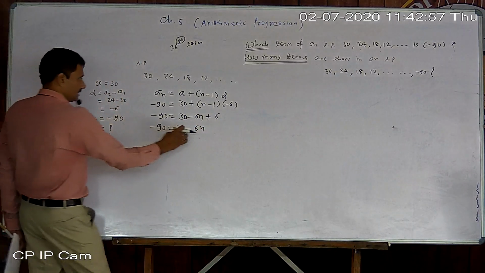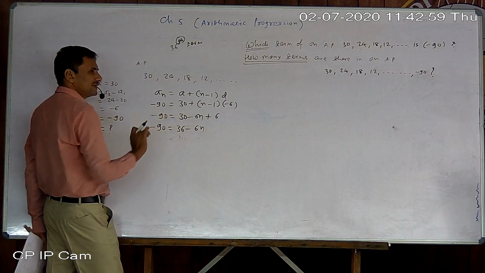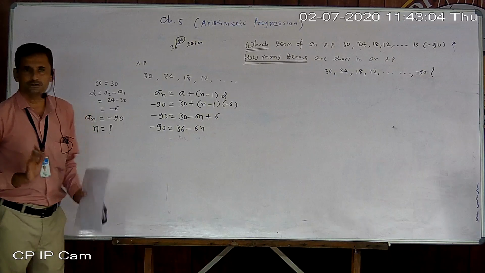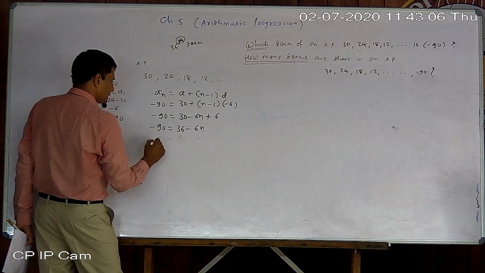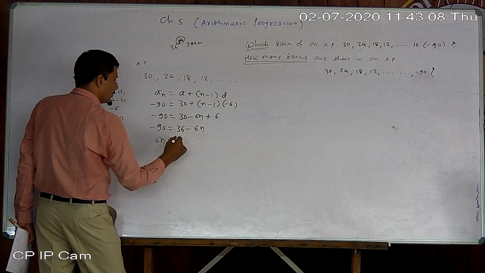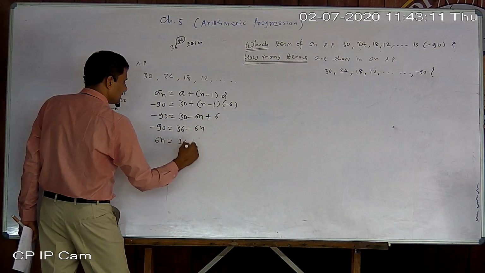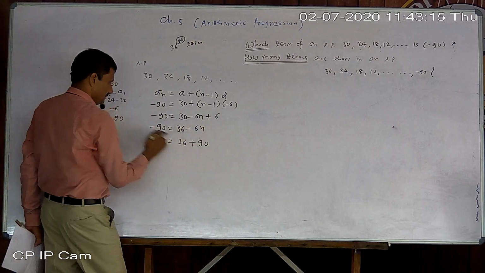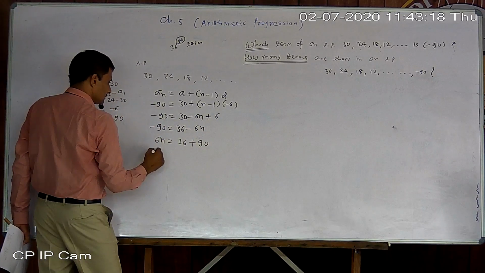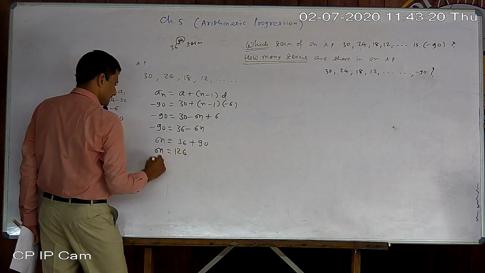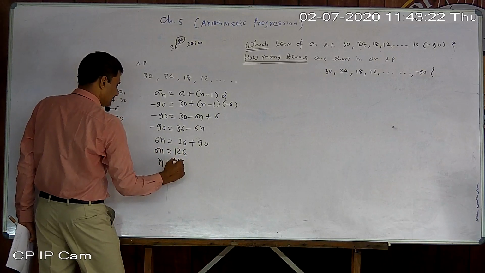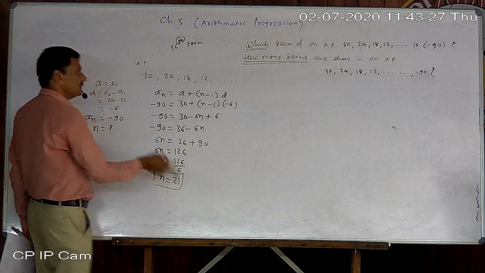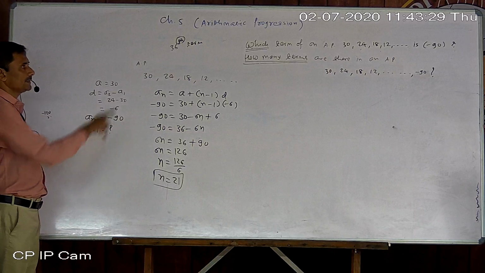Now actually that unknown term is negative. We never keep unknown terms negative; we try to convert to positive. So set that term here, 6n, so 90 goes there. So 36 plus 90. 90 goes there, 6n comes here. So 6n equal to 126, so n equal to 126 upon 6. So n equals 21. So the 21st term will be minus 90.